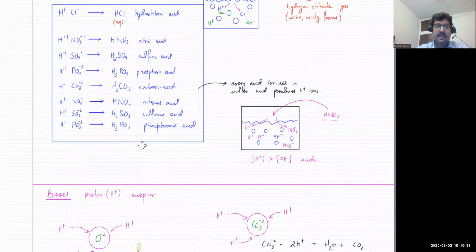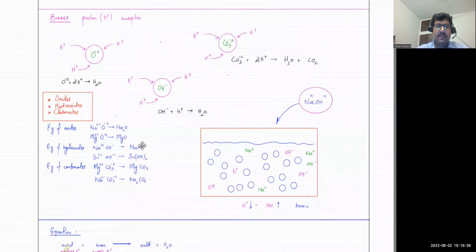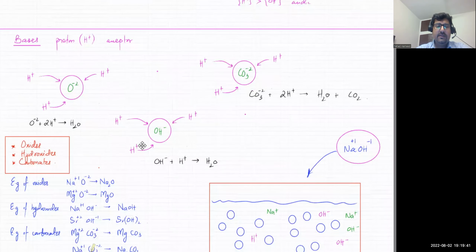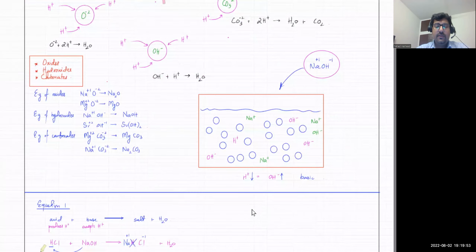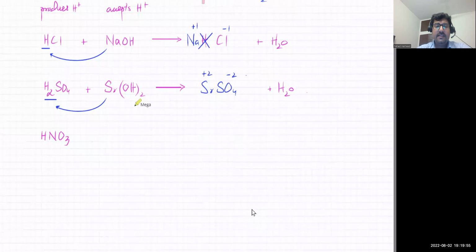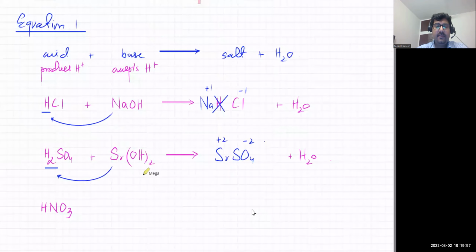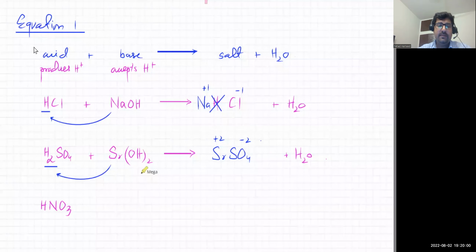Now we have discussed bases. What are bases? Bases are molecules or ions that accept H plus 1 ions. So you've got oxides, any compound that has O minus 2 in it, that's a base. OH minus 1 or CO3 minus 2, all of them are bases. So the first equation, I'll write it up at the top.